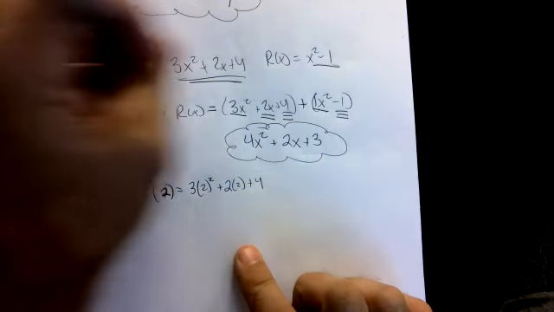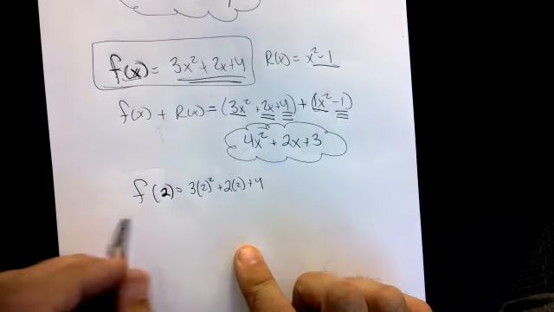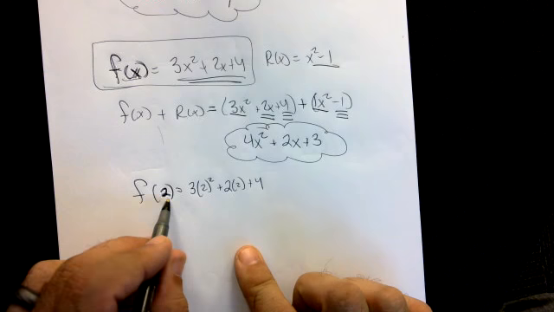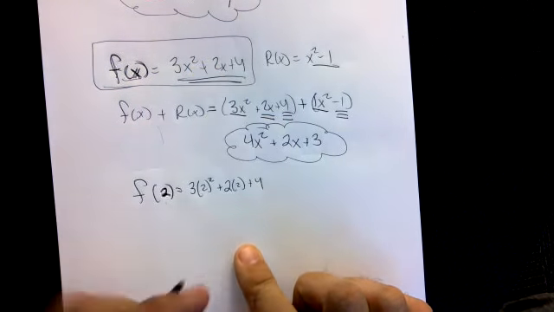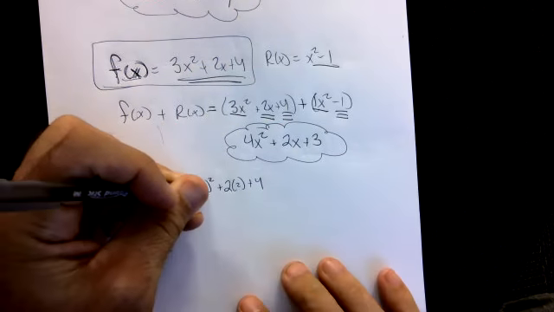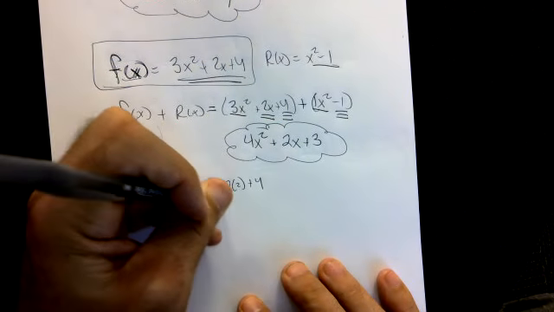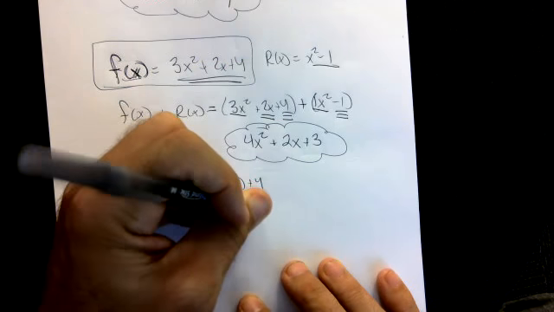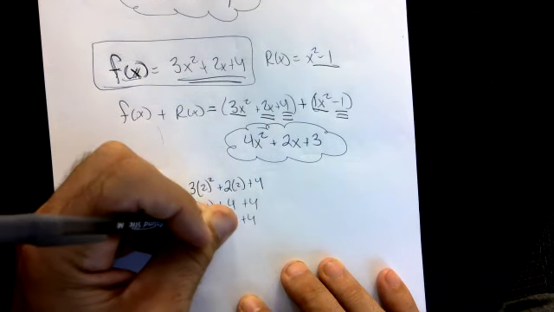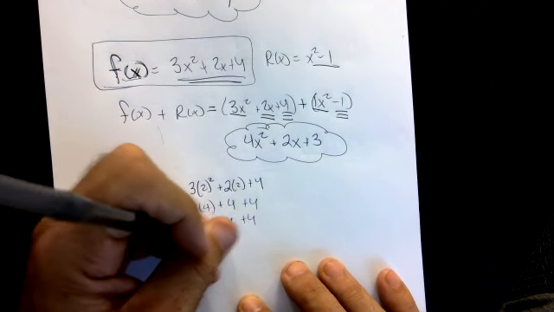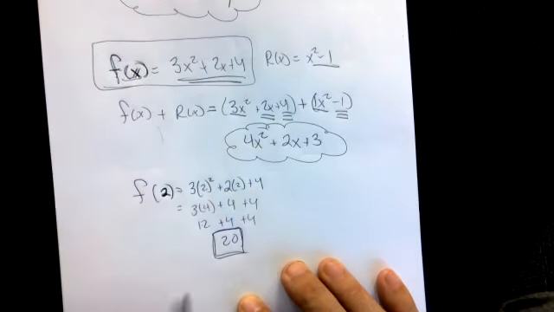So if this is your f of x function, if they want the f of 2 or the f of some number, you're just plugging that number in for your x. And you can just follow order of operations. 2 squared is 4, 2 times 2 is 4. 3 times 4 is 12. 12 plus 4 is 16, plus 4 is 20.